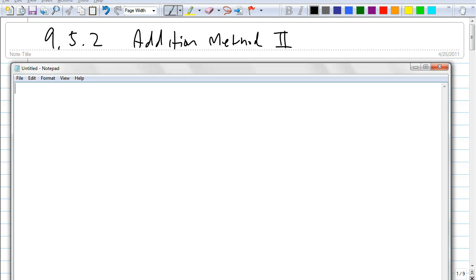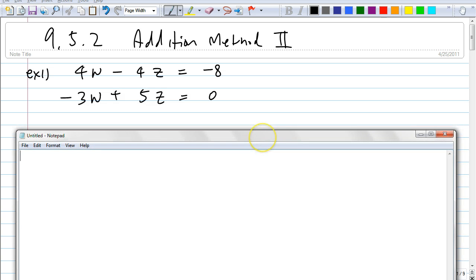So we're going to review a little bit of what we learned on Friday. You guys remember, if I give you a system that looks something like this, 4w minus 4z equals -8, -3w plus 5z equals 0. What do we do to solve this system?